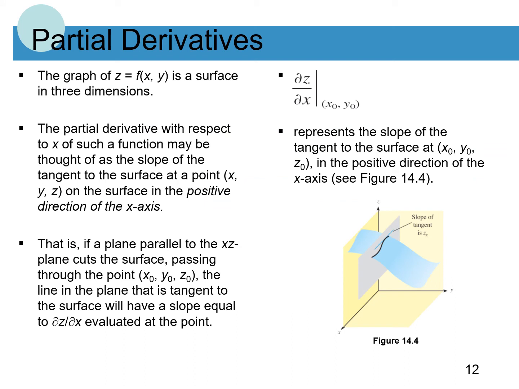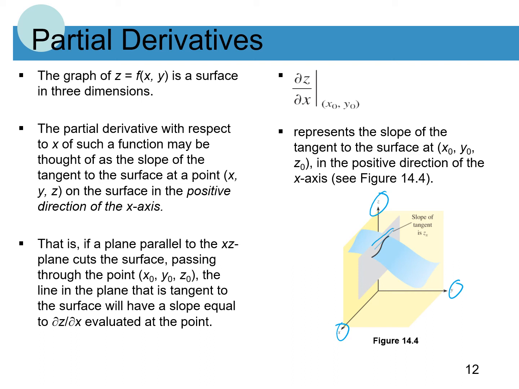Okay, then the partial derivative has a graph that is a surface in 3 dimensions, representing the x null, y null, and z null. Therefore, the partial derivative with respect to x of such a function may be thought of as the slope of the tangent to the surface at a point x, y, z on the surface in the positive direction of the x-axis. It means that it's moving toward the x-axis instead of the y.